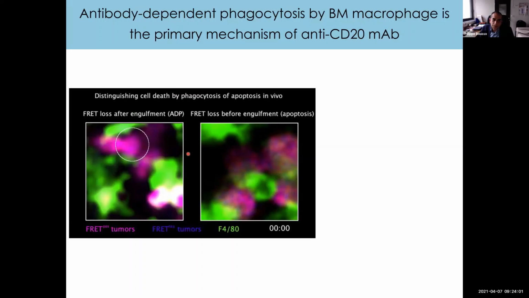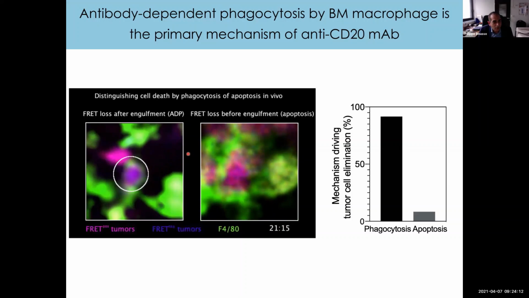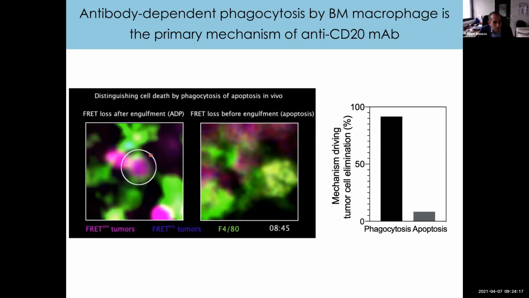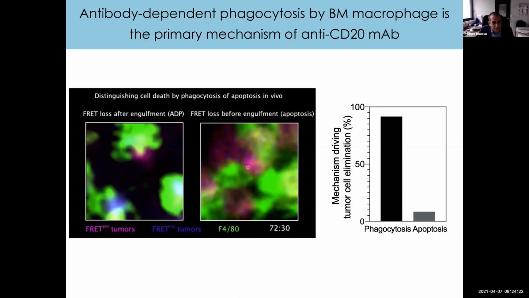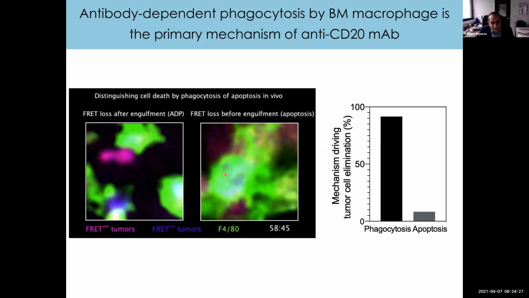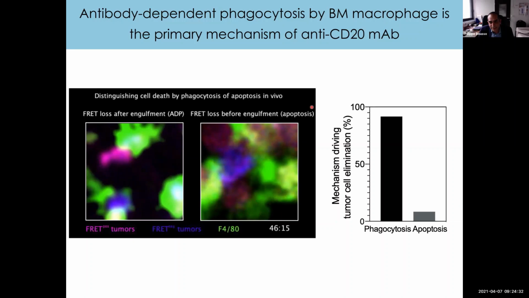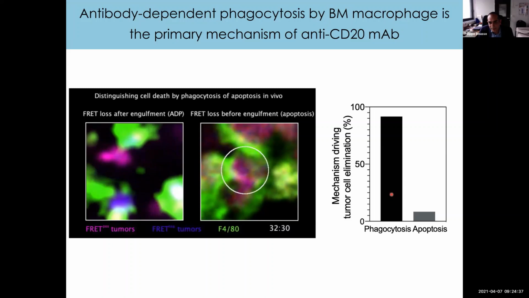Yet we wanted to really quantify the type of cell death. So we were looking for two different types of events, as I mentioned. On the left panel, what you see is a cell that is phagocytosed when it's alive and then changes color. On the right, there's a cell that first undergoes apoptosis and changes color and then is cleared by macrophages. But by and large, you can see that the vast majority of the cell death events are occurring through phagocytosis by macrophages.